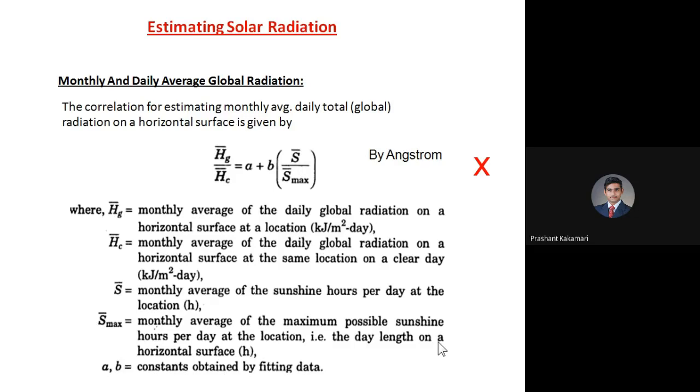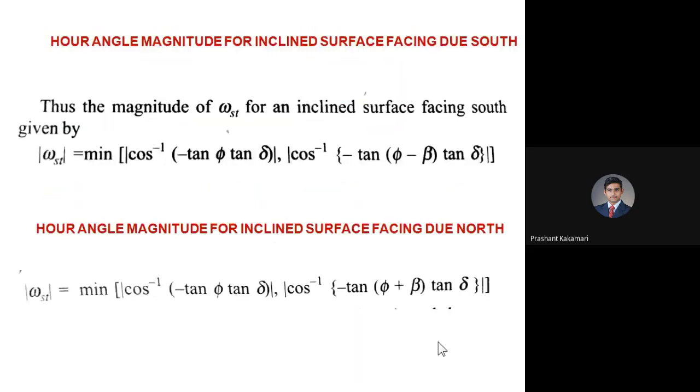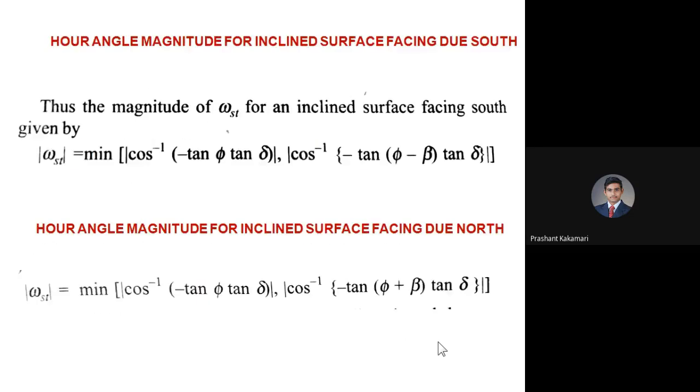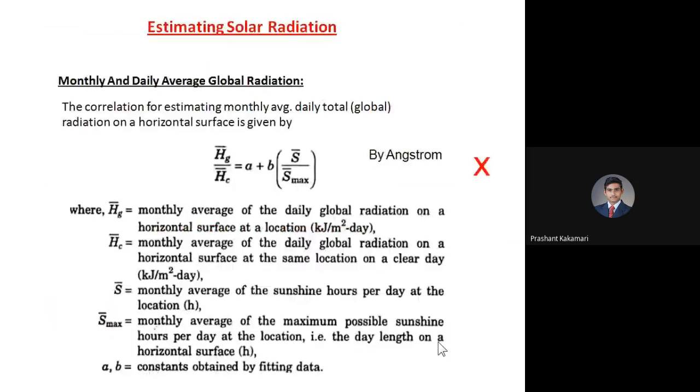Then S bar by S max bar is the ratio of the number of sunshine hours. Earlier in the other equations we were using Ns. Yesterday we saw this Ns in some equations I have written. The number of sunshine hours for a day can be found out by Ns. That is nothing but S here. S bar is the monthly average of the sunshine hours you have measured for the given days, and the unit is hours.